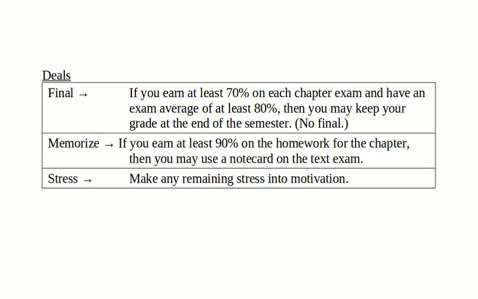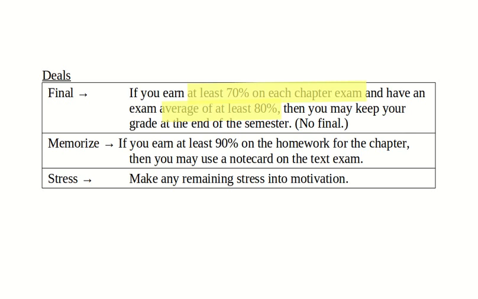If you earn at least 70% on each chapter exam, that's the lowest you can earn and still have a passing score. Notice that's not an average, that's the score on each one. This is not someone who does really well on one thing and then really poorly on the next. This is someone who's always doing consistently well, at least passing, at least earning a 70% on each chapter exam. If you're in this situation and you have at least an average of 80%, so 70% is your floor, 80% is your average, then you can keep your grade at the end of the semester.